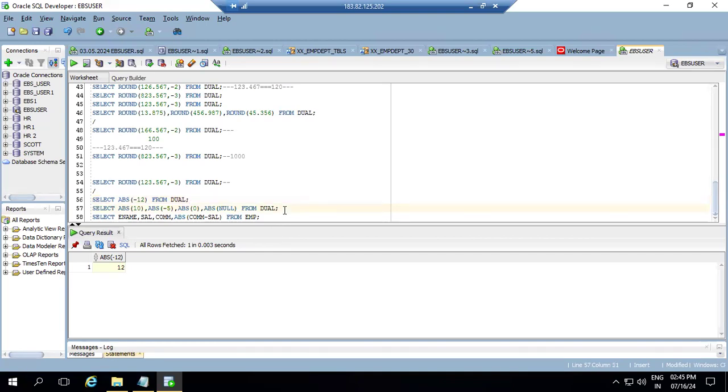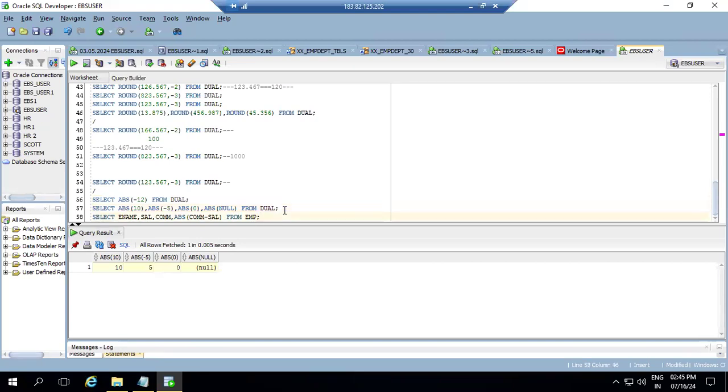So coming to the next example, ABS 10, again ABS minus 5, ABS 0, ABS null. So what type of output will we get here? 10, 5, 0, null. Okay.